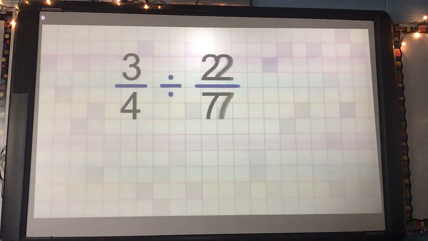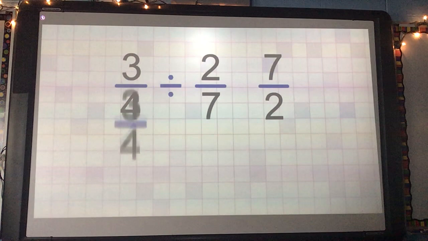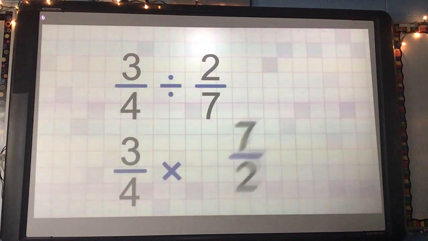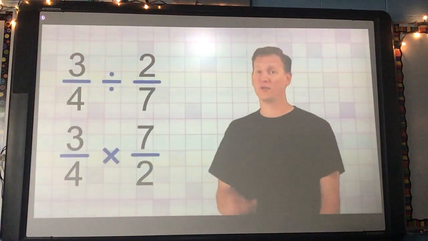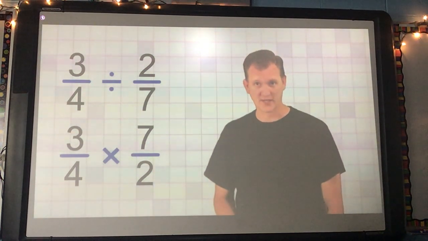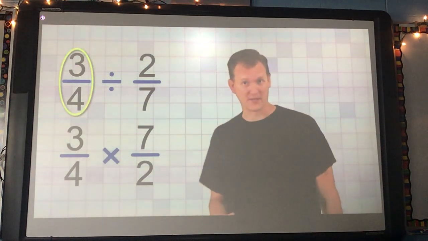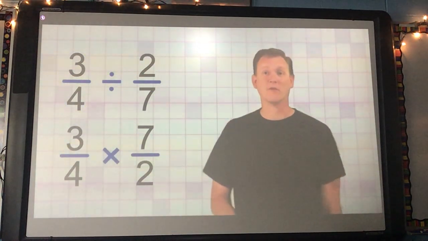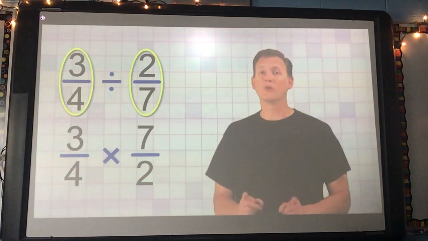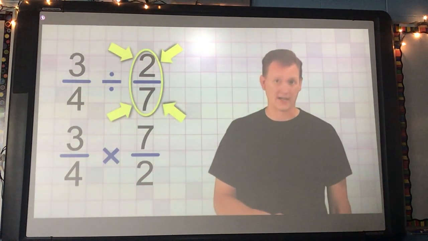The reciprocal of 2 over 7 is 7 over 2. So our problem becomes 3 over 4 times 7 over 2. Oh, I should mention a mistake that a lot of students make when they first learn to divide fractions. Sometimes students take the reciprocal of the first fraction, the one that's being divided, or even the reciprocal of both fractions. But you only want to take the reciprocal of the second fraction, the one you're dividing by.